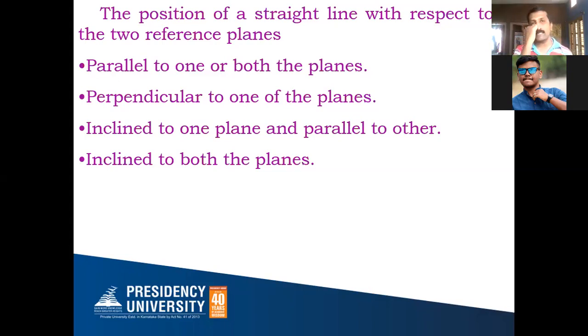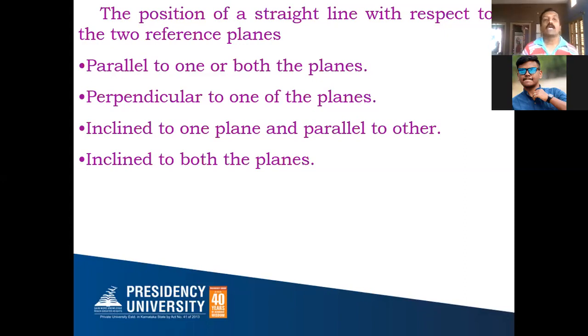First case we have discussed: parallel to both the planes, wherein it is parallel to HP as well as VP, and the true length I will get in both HP and VP. Second case: it is perpendicular to one plane and parallel to the other plane. Wherever it is parallel, you will get the true length. From whichever plane it is perpendicular, you will get a point view.